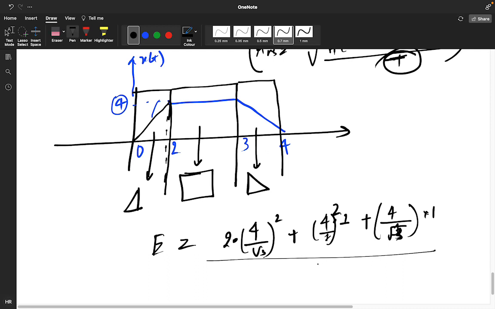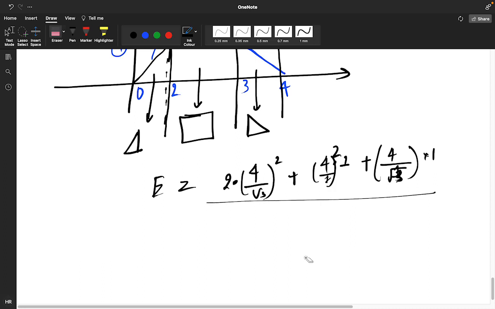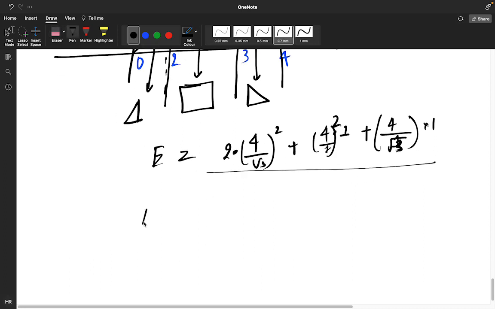By what time is it going? 0 to 4 overall, and you have to do the RMS. But for finding the energy, you don't need to divide by root and you don't need to divide by the overall time period 0 to 4. You need to do like this. So you will get your energy signal.